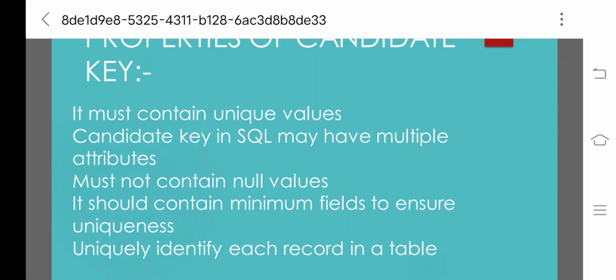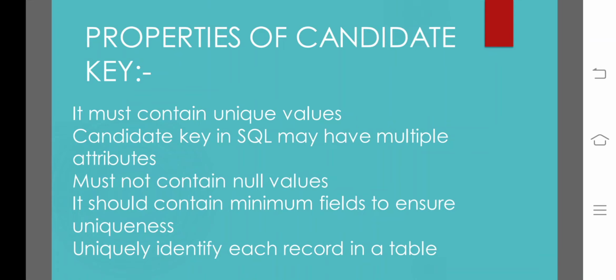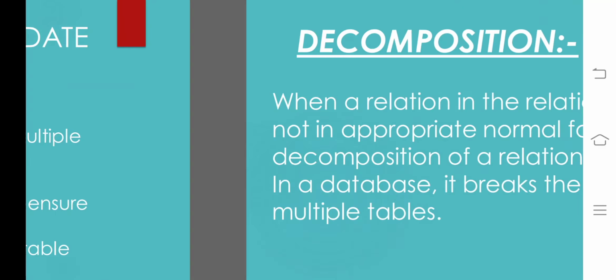Next, we will discuss the properties of a candidate key. The first property is that it must contain unique values. The second one is that a candidate key in SQL may have multiple attributes. The third one is that it must not contain null values. The fourth one is that it should contain the minimum fields to ensure uniqueness. The last one is that it uniquely identifies each record in a table.